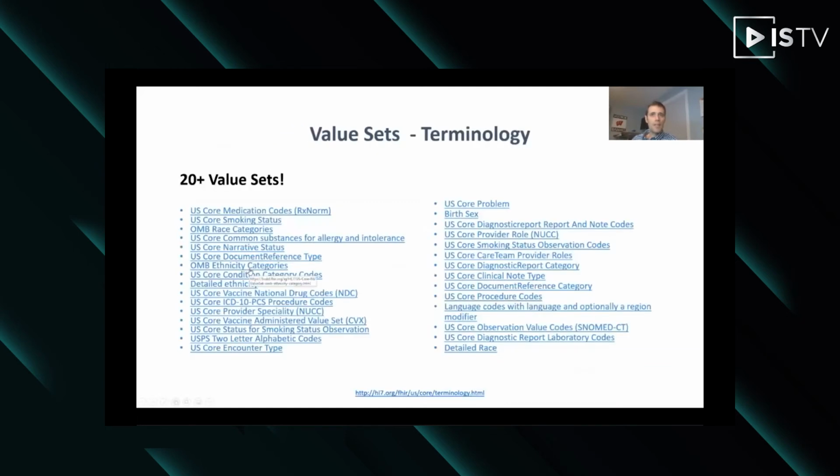But in the US Core, there's over 20 value sets. This doesn't include everything that is referenced to the FHIR Core, but these are the ones that we've modified as part of the implementation guide. And so there's a terminology page, and you can see all these in one place.